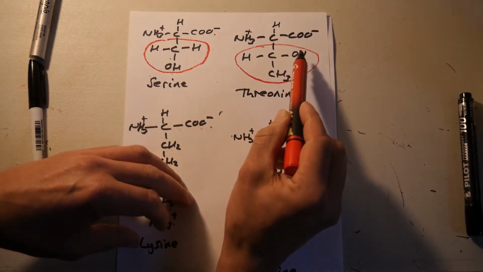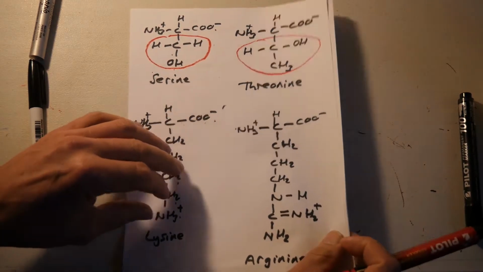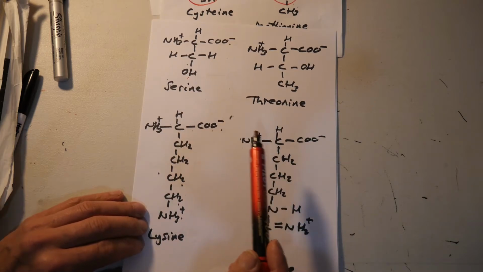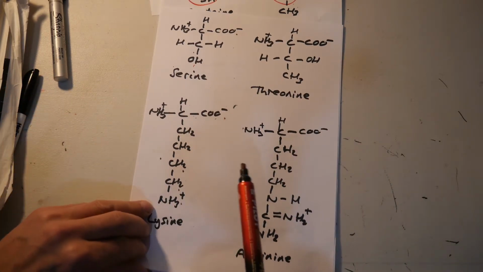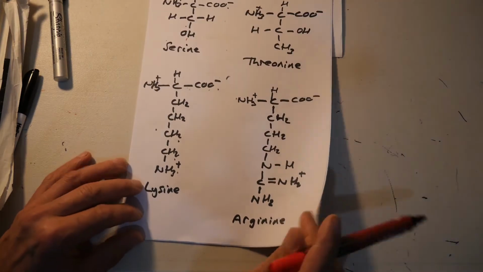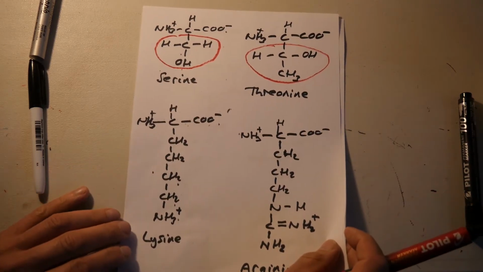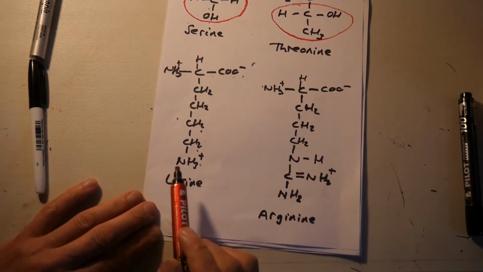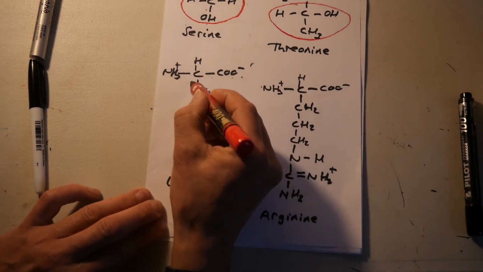You've got 3 different groups coming off the middle carbon: hydroxide, methyl, hydrogen. They'll be found on the outside of proteins where water is. On the inside of proteins there's no water, on the outside there is water. And then you get ones which are basic. Then you've got lysine, so the basic amino acid is lysine, okay, so that's the whole of that.